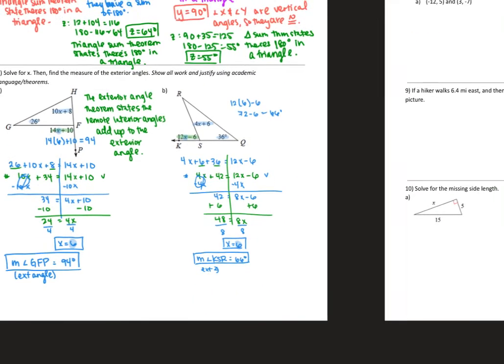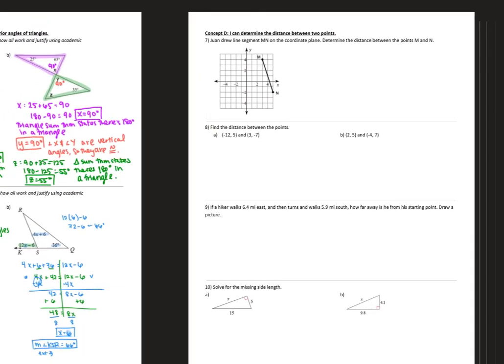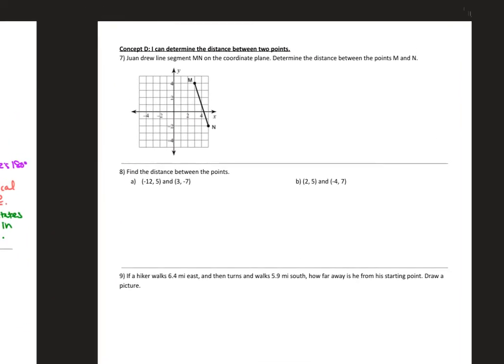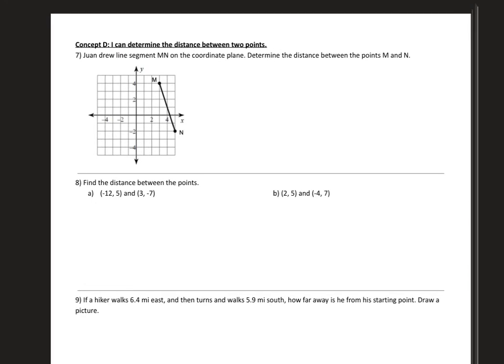All right, going on to the last concept, which is the distance formula and Pythagorean theorem problems. So number 7 says Juan drew the line segment MN on the coordinate plane, determine the distance between points M and N. So there's a couple ways you could do this. You could write out the coordinates. So we could say that this is 3, 4, and 5, -2, and you can use the distance formula. Or you can just go ahead and draw in your right triangle and use Pythagorean theorem. I find that way to be the easiest, so that's what I'm going to do.